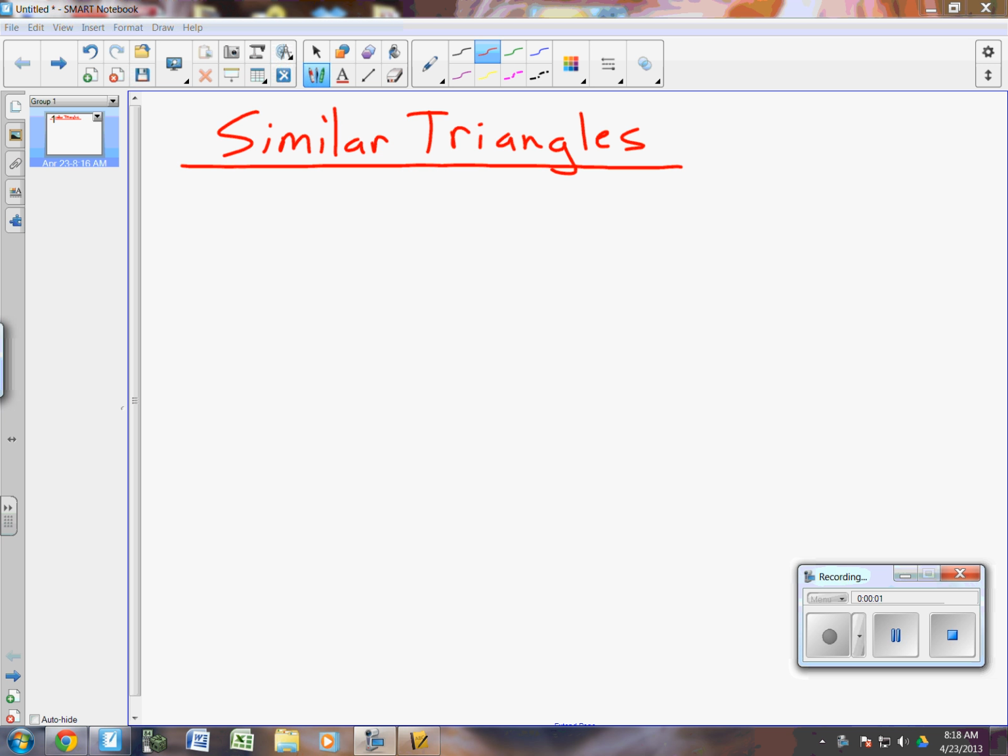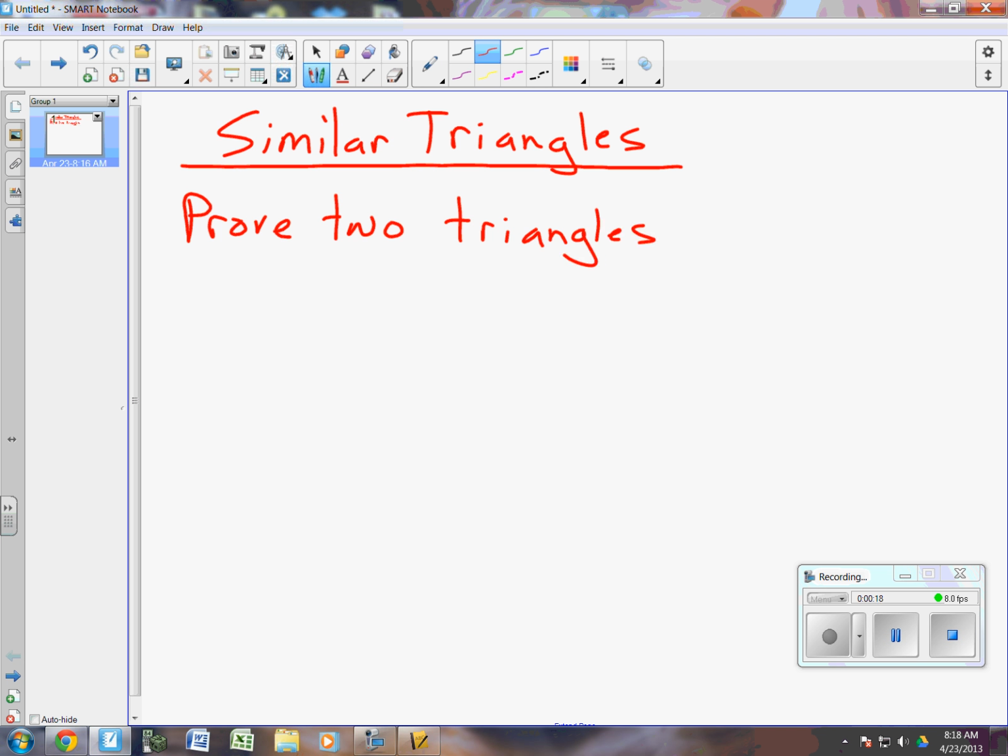Going to talk about similar triangles. Okay, we're going to talk about similar triangles. Now, we've already talked about ways to prove two triangles similar, right? Earlier, a couple of weeks ago, we talked about a couple of postulates or theorems that we could use.